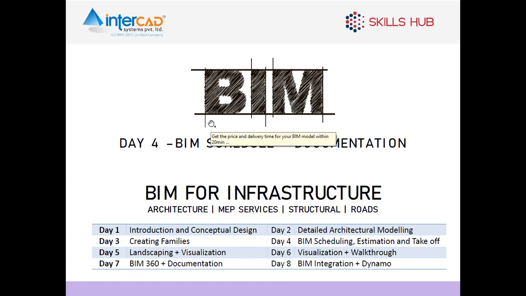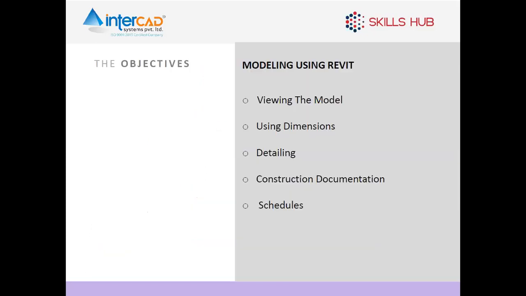Thanks. Okay. Today is our fourth workshop session of our BIM infrastructure. Today's objectives: first, we will see how to view the models. After that, we will cover all these topics today itself. First one is viewing the model. Then how to make the dimensions. After that, how to give the detailing. Then how to make construction documents and how to make schedules. These are the topics we are covering in today's session.